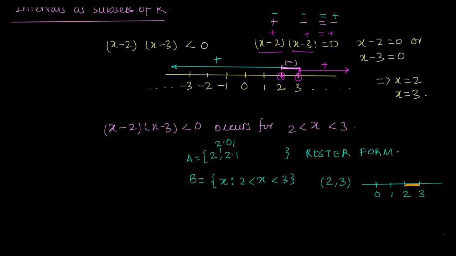Now comes the part where I want to, these numbers 2 and 3 are the boundary points. So now comes the part where I want to exclude the boundary points, right? The boundary points are to be excluded. So what do I do? I draw a hollow circle at both the ends, right? We get the point?